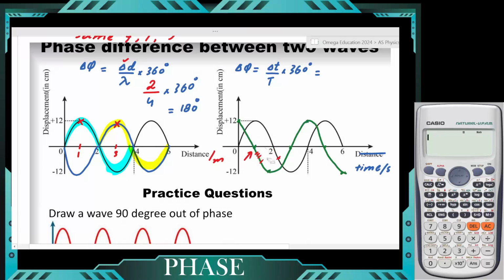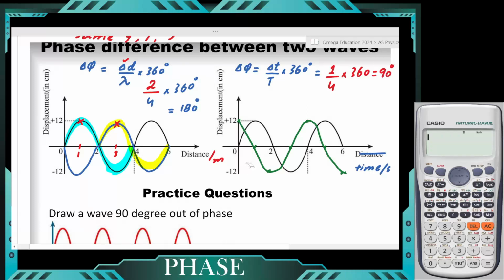So either you can choose these 2 points, for which the difference in time would be, this one would be 1, the second one would be 2. So the difference would be 1, delta t would be 1, and the time period would be once again 4, so 1 divided by 4 times 360. The answer would be 90 degrees.